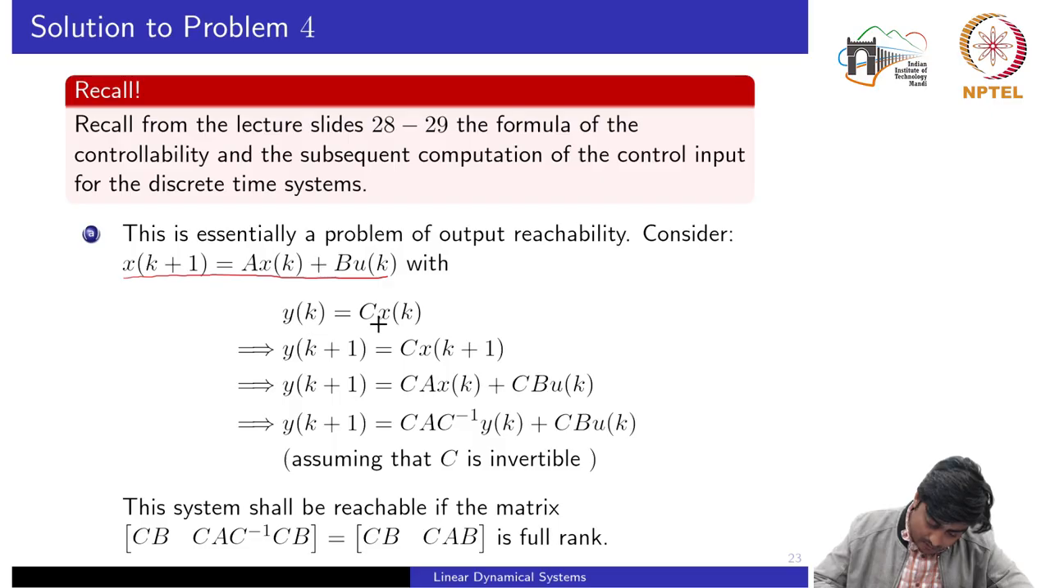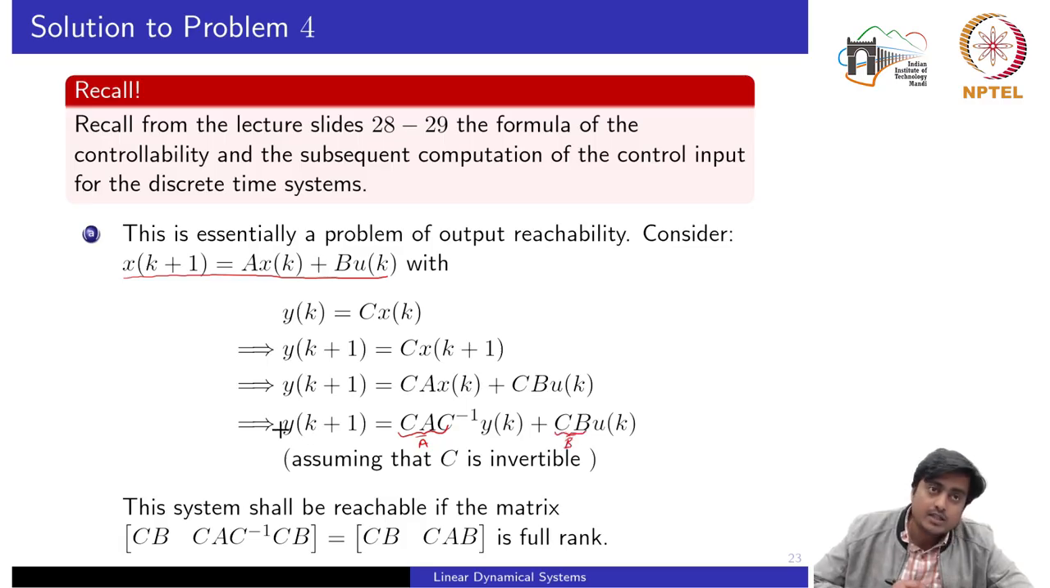Now if I advance k to k plus 1 on both sides, we would have y k plus 1 equals C x k plus 1. Since this is the state equation, I can use this equation to substitute A x plus B u. Now from here, if my C is a non-singular matrix, I can write x k as C inverse y k, and C B u k would stay as it is. So this part would be my A bar and this part would be my B bar.